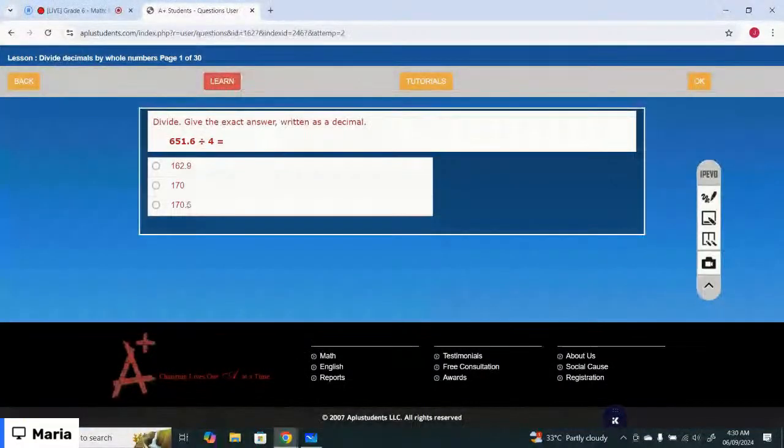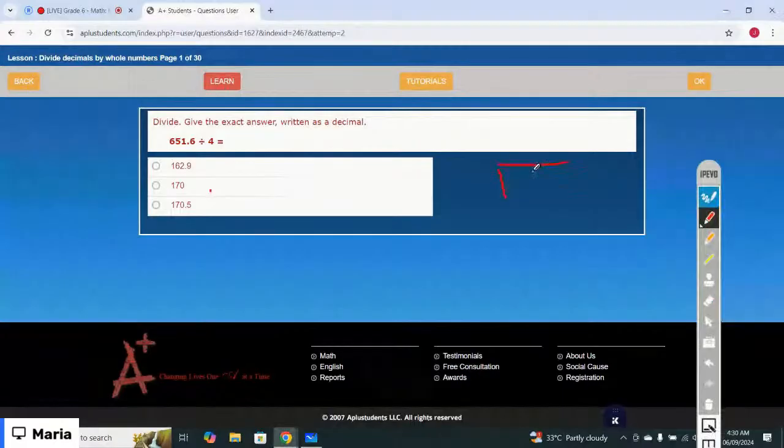Okay, divide 6,51.6 over 4. So we have to divide using the long division method. Let's divide 651.6 by 4, right? 4 times 1 is 4. 6 take away 4 is 2. Bring 5 down, you need to count 4 until 25. So 4 times 6 is 24. You have 1. Now bring the next digit down. 4 times 2 is 8. So 11 take away 8 is 3.